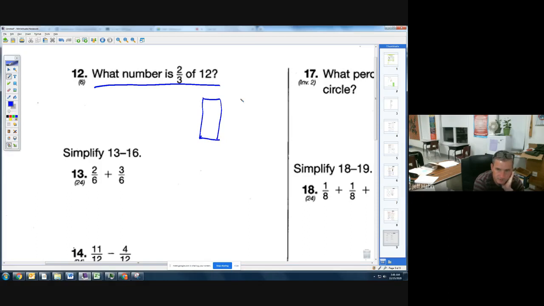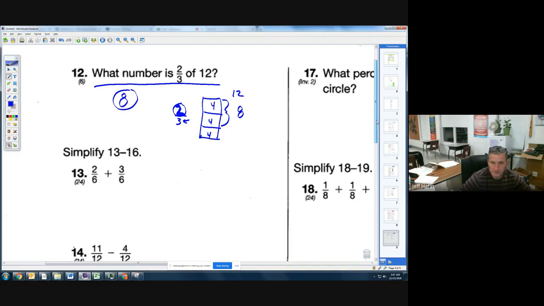This rectangle stands for 12. I want the fraction 2/3. The bottom tells me how many equal pieces to cut my rectangle in. If I cut 12 into 3 equal pieces, each piece is worth 4. And the top number tells me how many of those pieces of 4 I want. So I want 2 of these 4s, which means I want 8. 2/3 of 12 is 8.